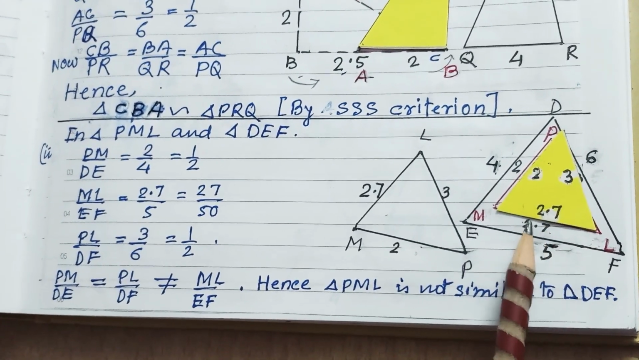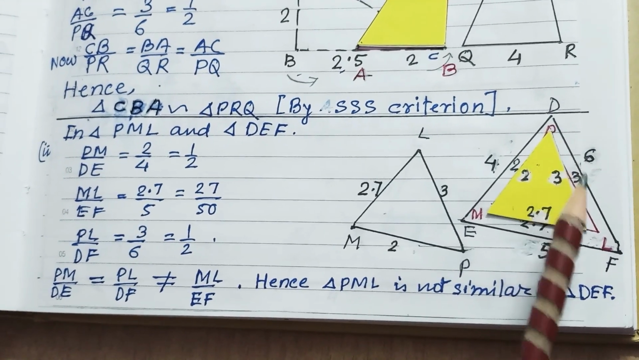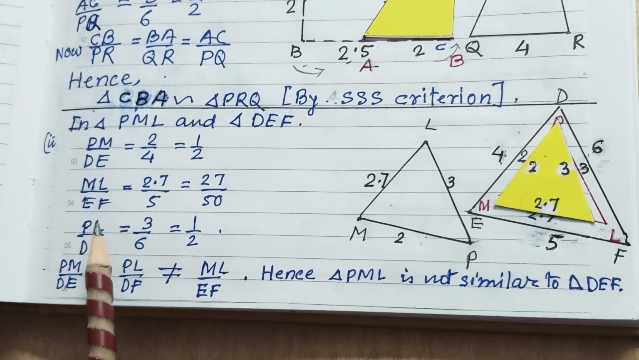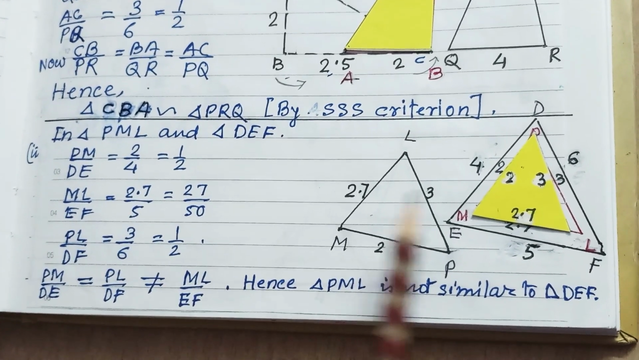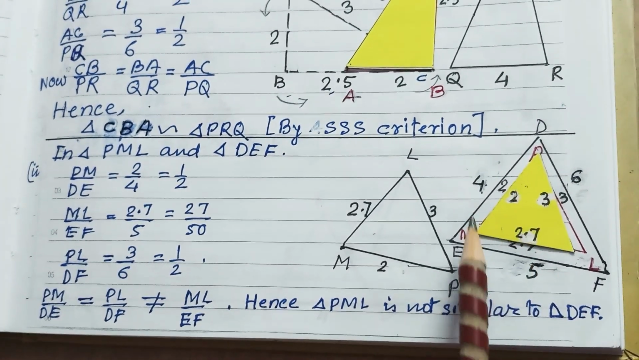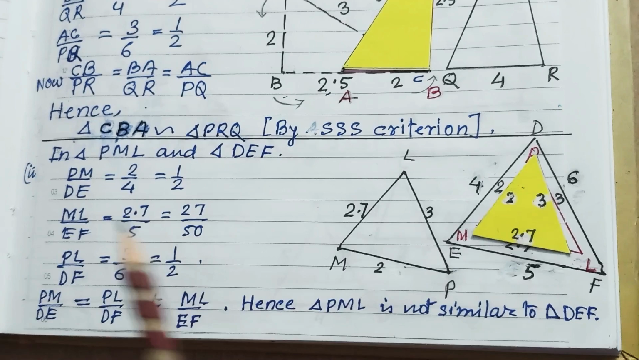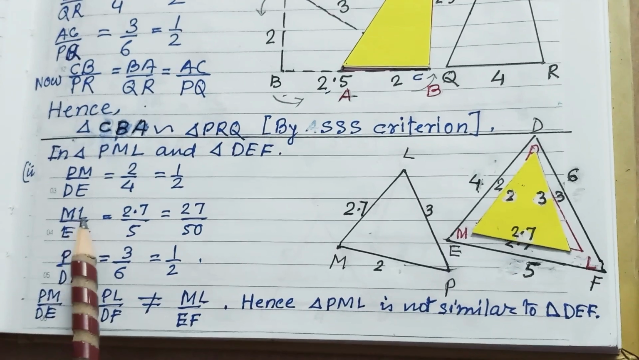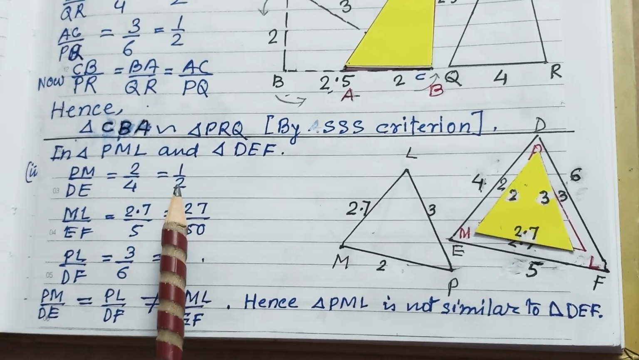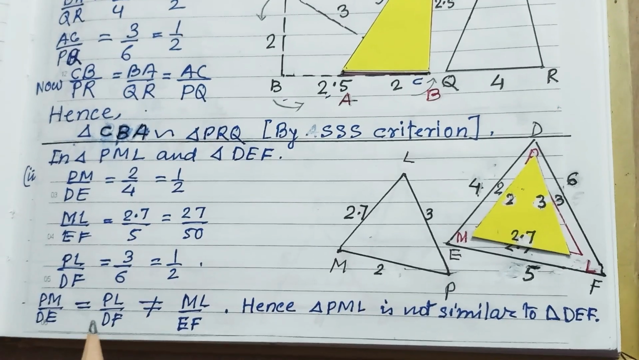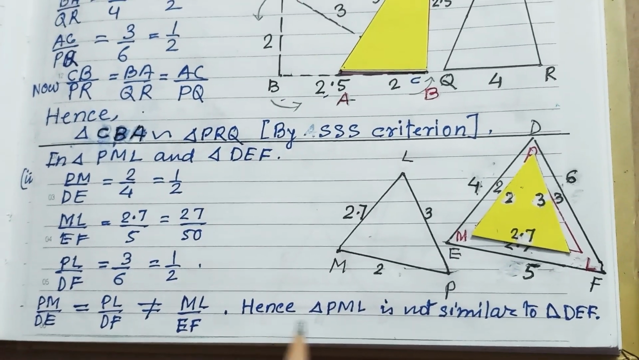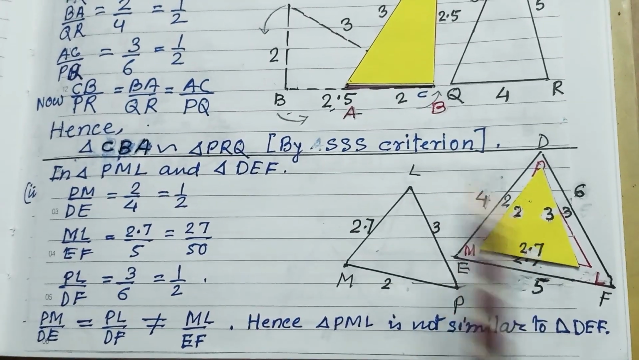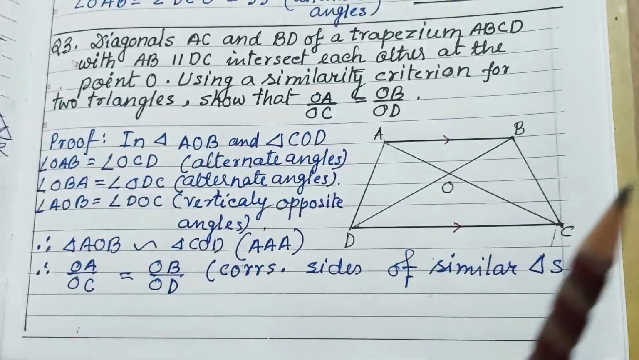Now you compare these two triangles. It is PL upon DF, it is 1 upon 2. PM upon DE, it is also 1 upon 2. But ML upon EF is not 1 upon 2. So as these ratios are not equal, hence these two triangles are not similar. Got it? In this way you have to change the triangle, then you can do it. Now next.